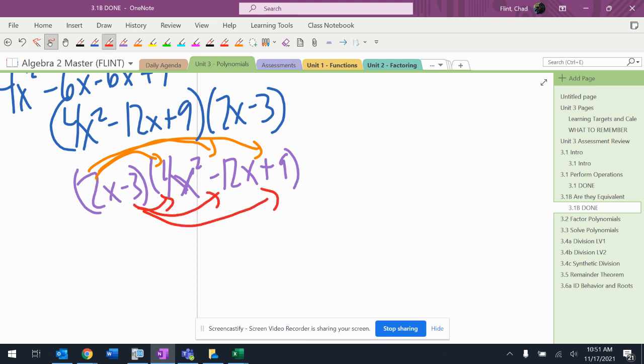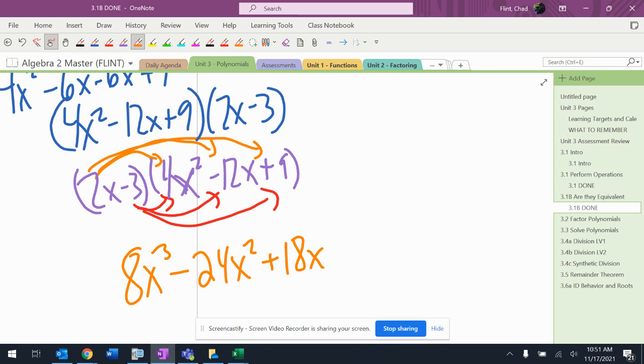All right, so let's see what I do first. Orange. 2x times 4x squared is 8x to the third. 2x times negative 12x is negative 24x squared. 2x times 9 is plus 18x. Red. Negative 3 times 4x squared is negative 12x squared. Negative 3 times negative 12x is plus 36x. Negative 3 times 9, negative 27.